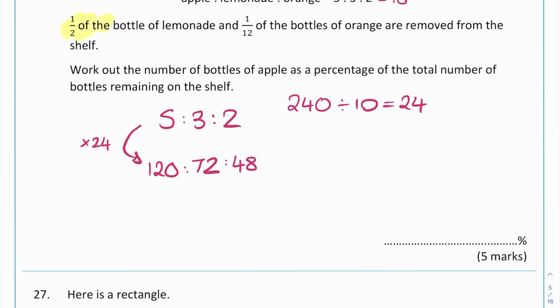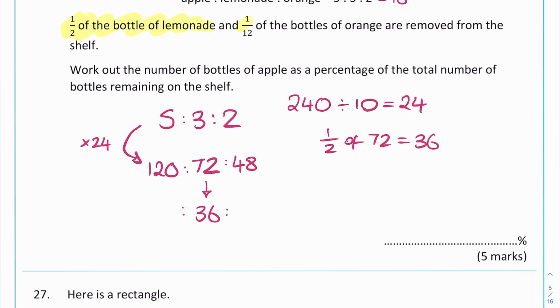But it says that half of the bottles of lemonade are going to be removed. So if we remove half of the bottles of lemonade, 72 would turn into 36. Again, might want to do the working out to the side. Half of 72 equals 36.